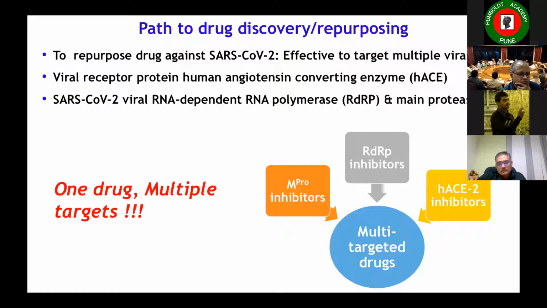One of the interesting things is the human angiotensin converting enzyme, called ACE2, which is actually the entry point for the virus. There is a receptor for the virus, and that's how it enters. The other is that this is an RNA virus, and all of you know it uses RNA-dependent RNA polymerase to replicate. And for processing and maturation, there is something called a protease, which is called Mpro, or main protease.